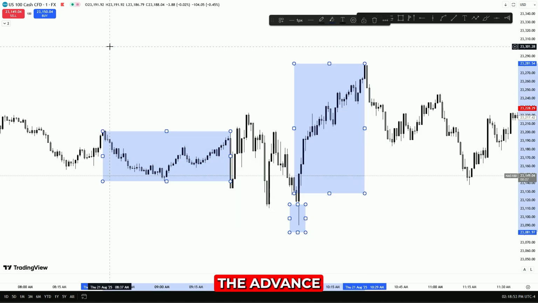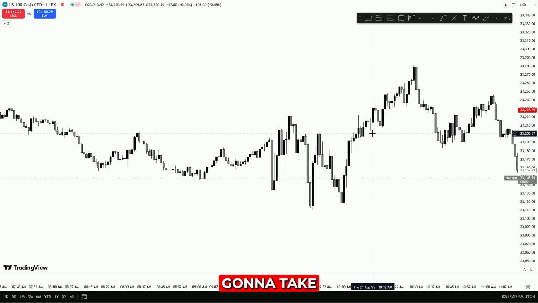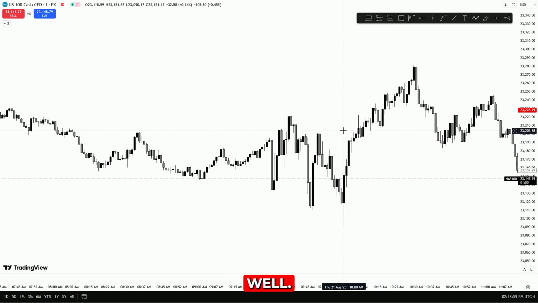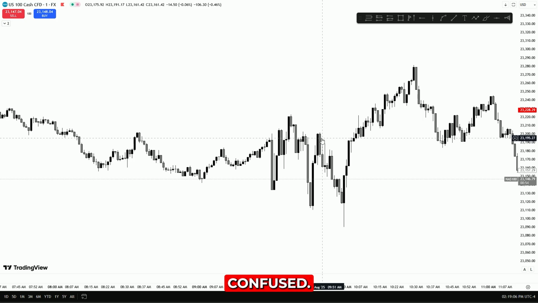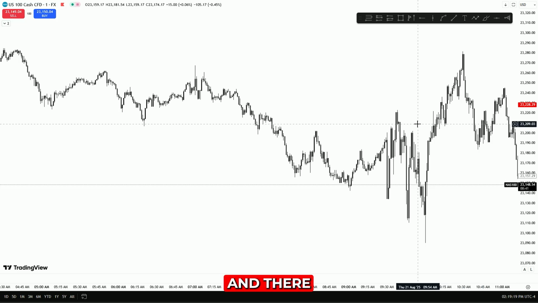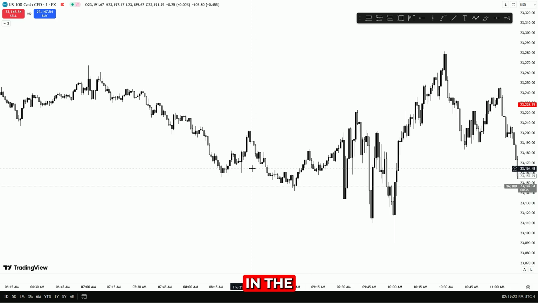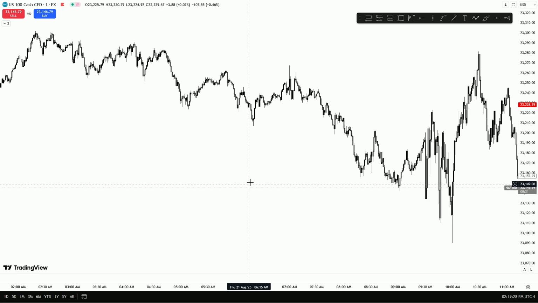This is the advanced PO3 that we use. Sometimes the market is gonna take the buy side and the sell side as well in the manipulation phase, and then you don't have to get confused. All you have to do is wait for the market to tap into some higher time frame PD array. We're gonna do a PD array video as well, and there will be some more things I want to teach you, but that will be in the future, inshallah. So right now you just have to get the context of PO3.